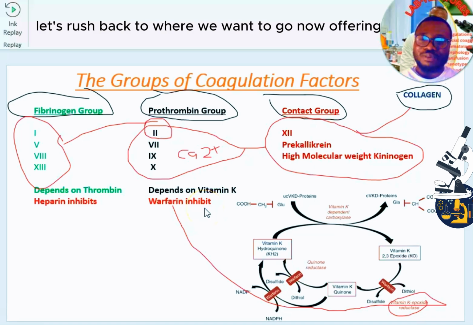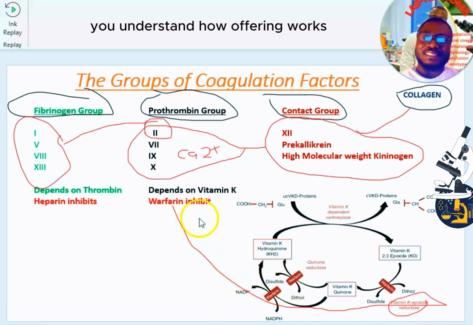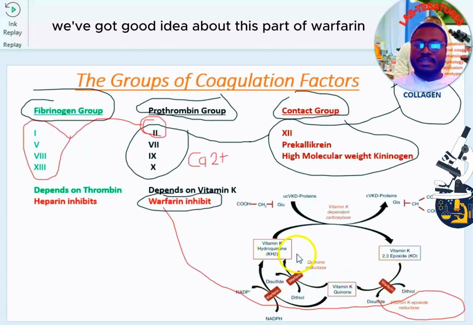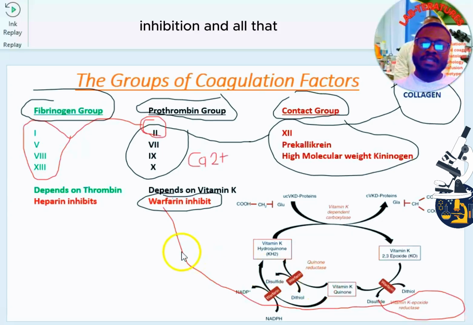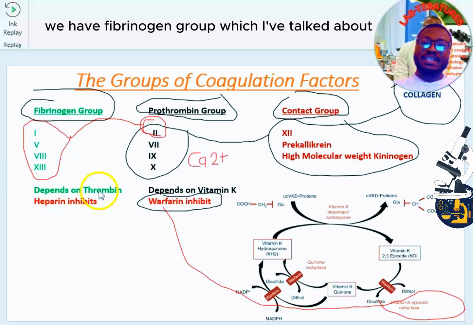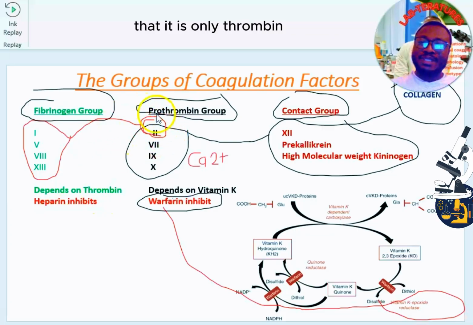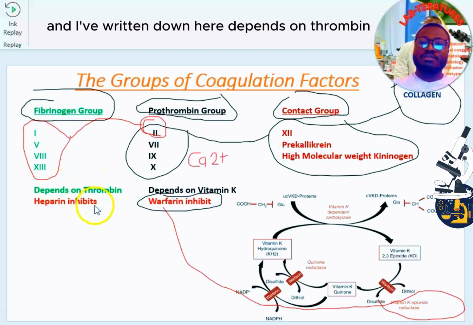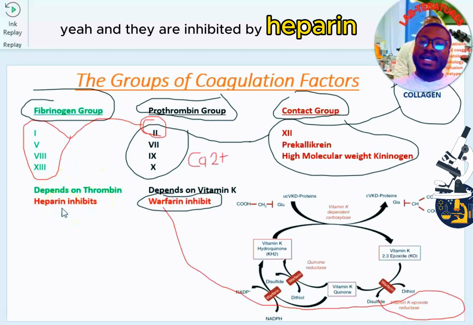Let's rush back to where we want to go. Now, you understand how warfarin works. That's really good. It's good we've got a good idea about this part of warfarin inhibition. But not leaving this side behind, we have the fibrinogen group, which I've talked about: it is only thrombin that activates these coagulation factors. I've written down here that they depend on thrombin, and they are inhibited by heparin.